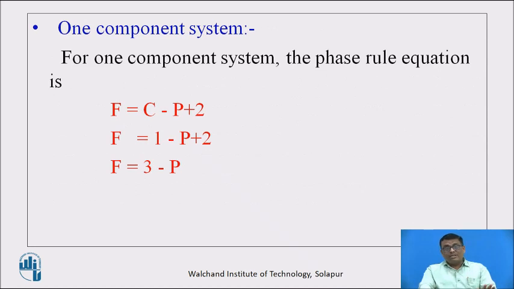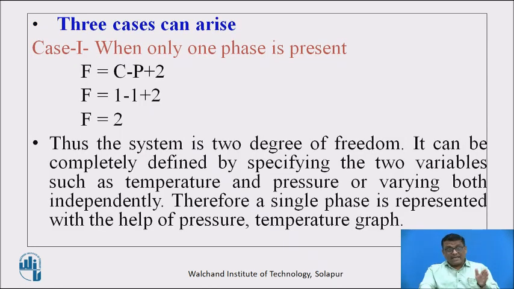Now we'll come to see the one component system. For a one component system, the phase rule equation is F is equal to C minus P plus 2. As the title is one component, the value of C becomes 1. So we'll put the value of C as 1 in the equation and get F is equal to 3 minus P. Therefore, three different cases can arise.